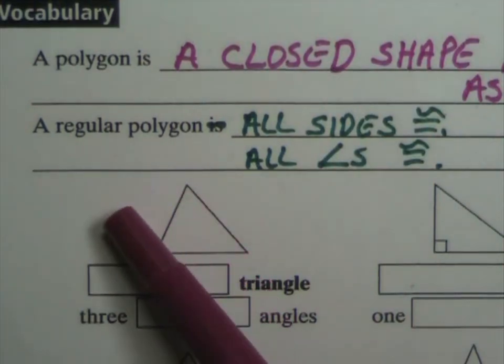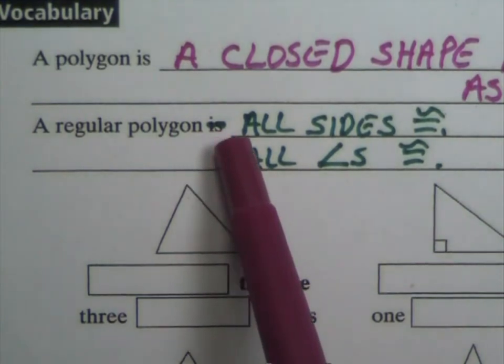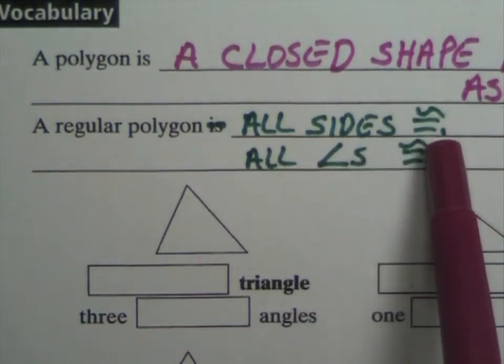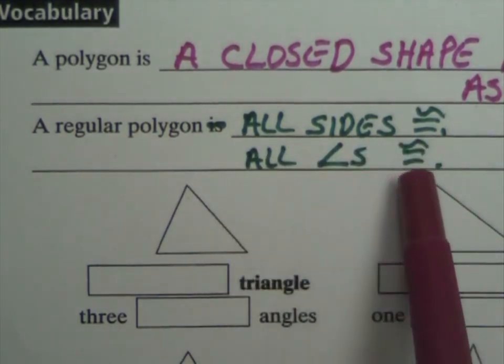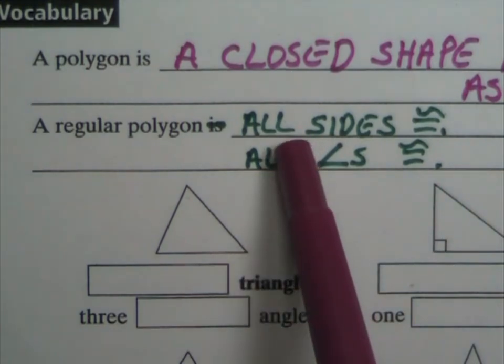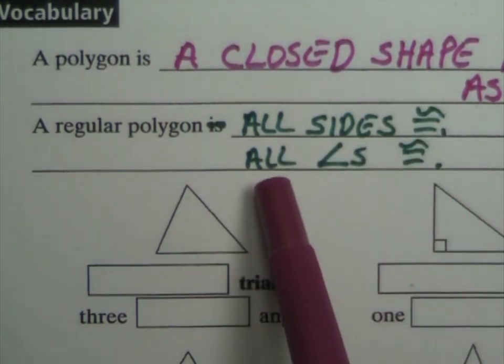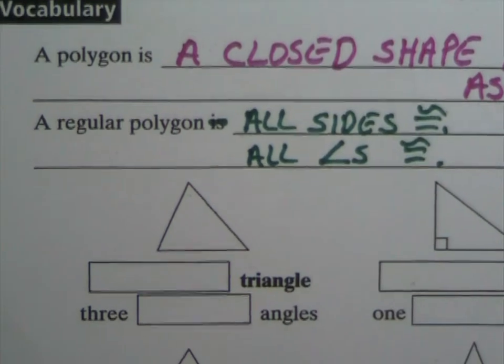Now for a regular polygon, all the sides are congruent and all the angles are congruent. All sides congruent and all angles are congruent.